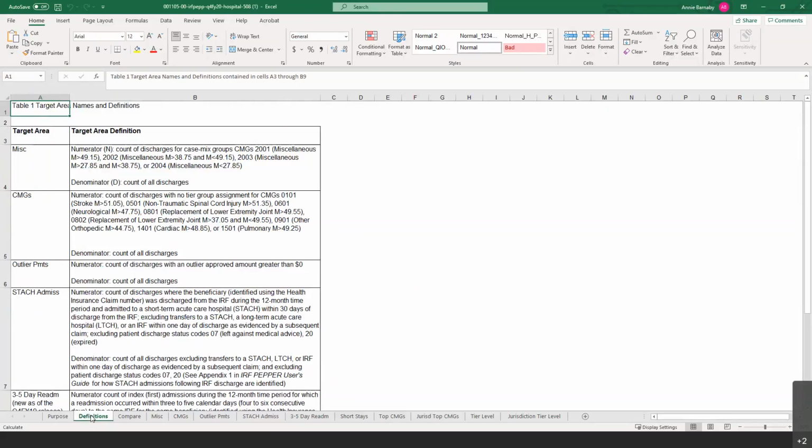So if you're in a target area and you suddenly wonder, wait a minute, what am I looking at? What type of information is included in these numbers that I'm seeing in this data and these results for my facility? You can go back to the Definitions tab and take a look, and it will have all the information that you need. So it's a handy little guide that's built right into the PEPR.